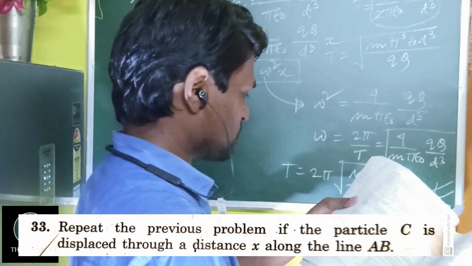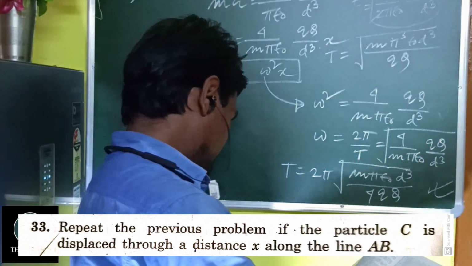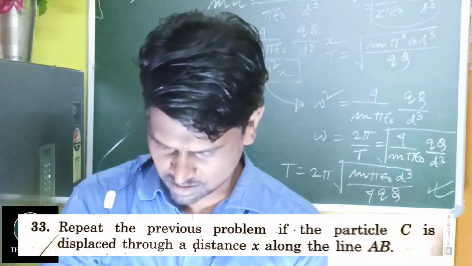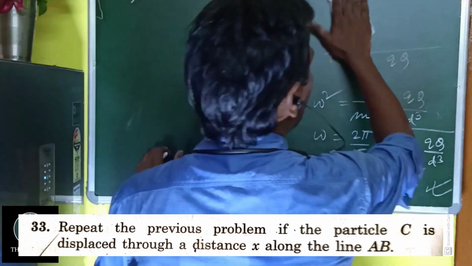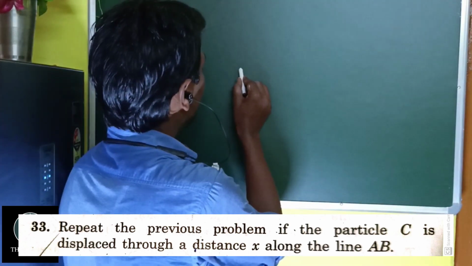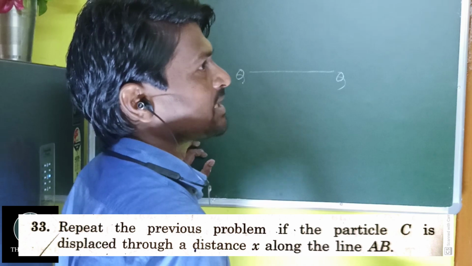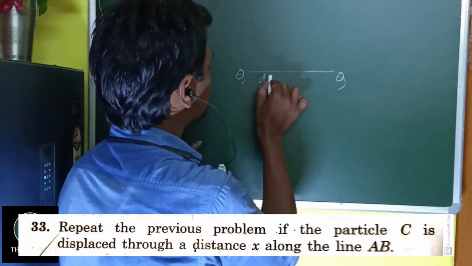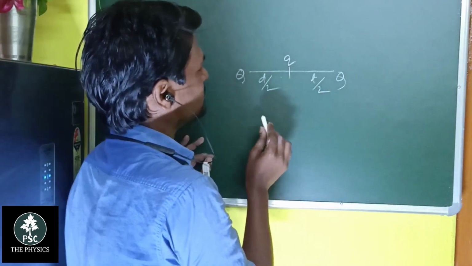And the next one, students, is numerical 33. So write down 33 and repeat the previous problem. If the particle C is displaced by a distance x along AB, then repeat the problem. You have to take into account the force experienced by this charge and also calculate the time period of oscillation. So this is a capital Q1, and this is also capital Q1, and the separation between the charges is d. So this is d by 2, and this is also d by 2, and this is the midpoint, and here a small q charge is given.